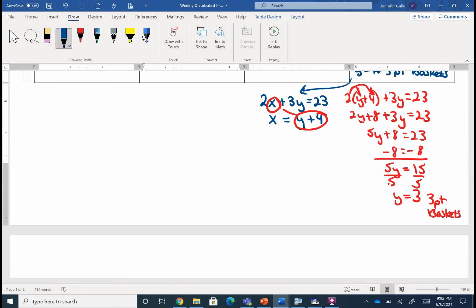Now we do also need to find the x. So the easiest way to do that is take what y equals and put it back in one of the equations for y. The easiest one is going to be the second one. So x equals 3 plus 4. X equals 7.